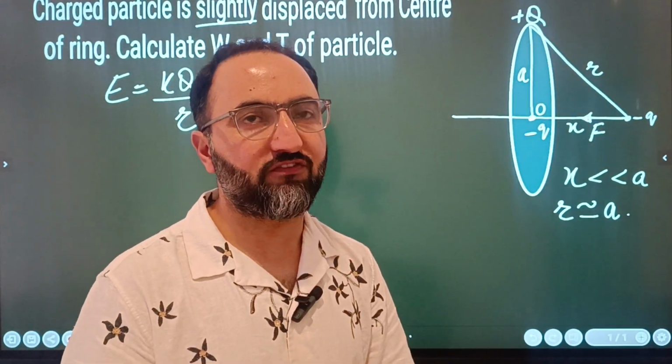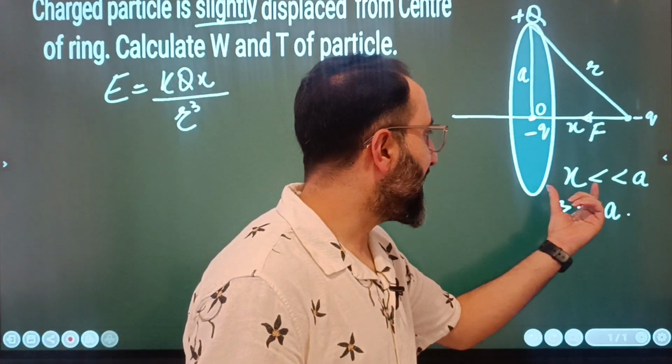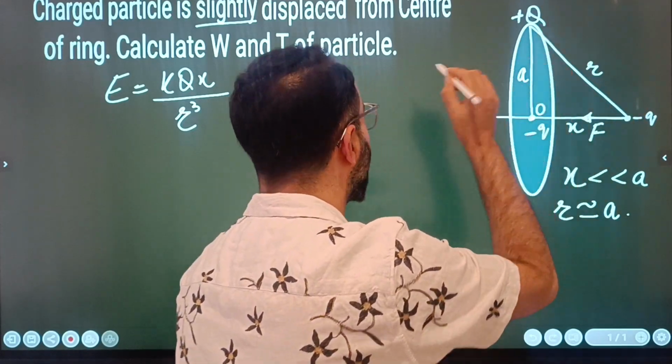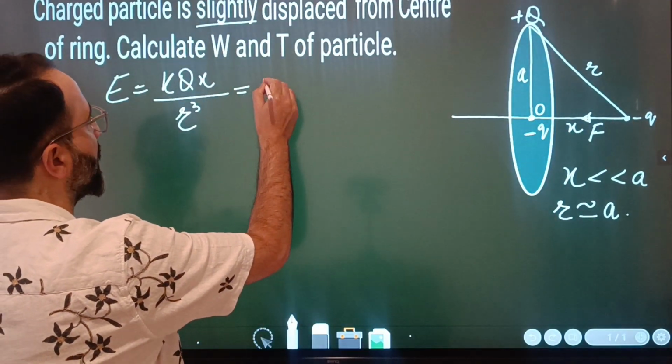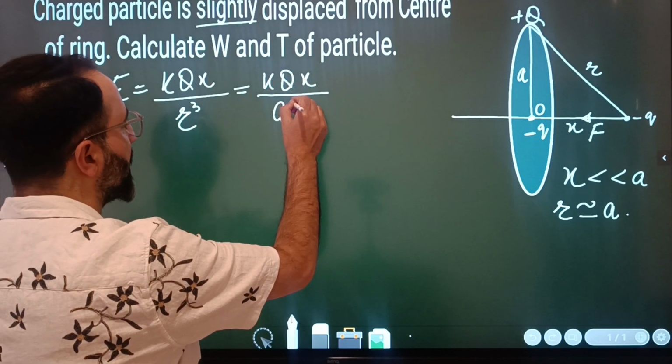So this is the electrostatic field, and it's the electrostatic field due to the ring. Okay, now see that x is very small compared to a. In that very case, this r will be approximately equal to a. So this is equal to k q x divided by, here I will write down, a cube.